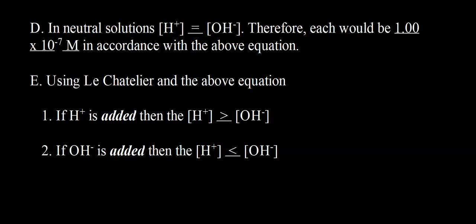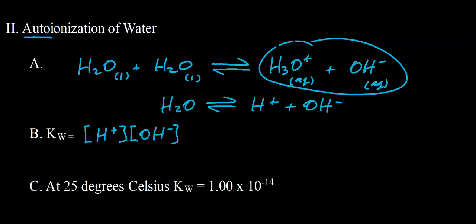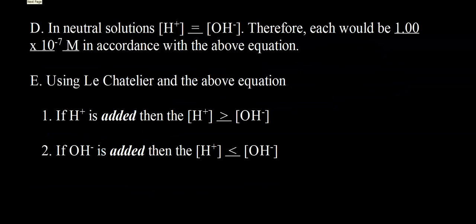Well, they're going to be the same. So if we go back to our equilibrium expression, we can plug in X for H plus and X for OH minus. So we get X squared, not 2X. X squared equals 1.00 times 10 to the negative 14th. Which means that the concentration of H plus and OH minus ions in any neutral solution at 25 degrees Celsius is 1.00 times 10 to the negative 7th molar.